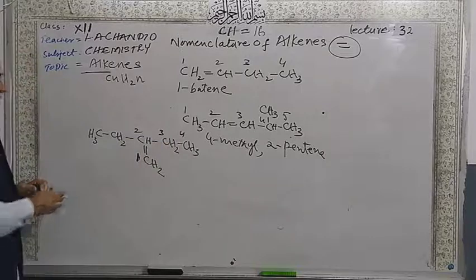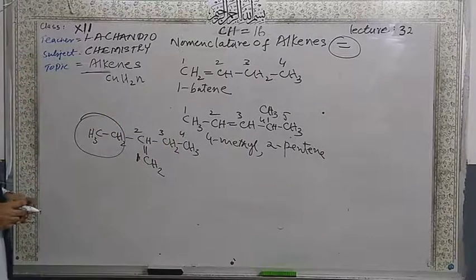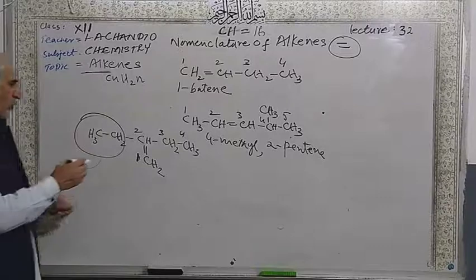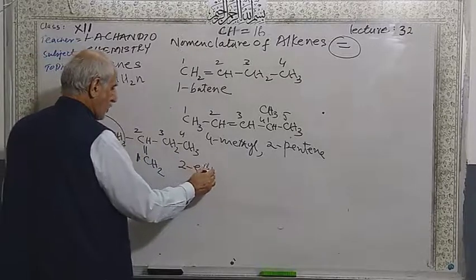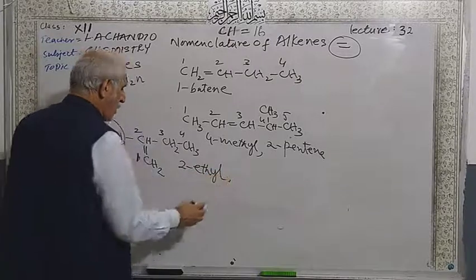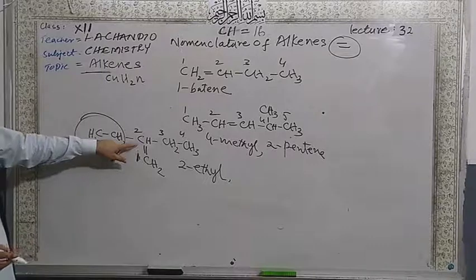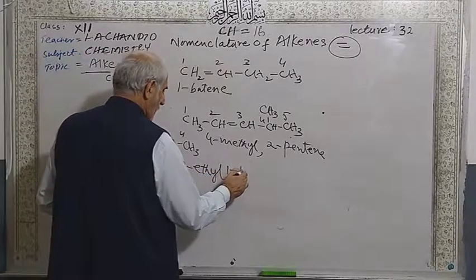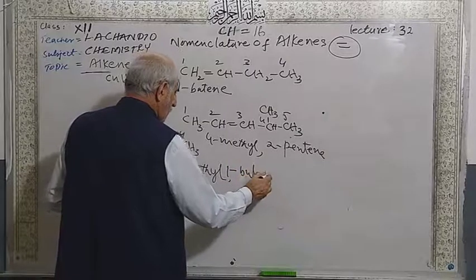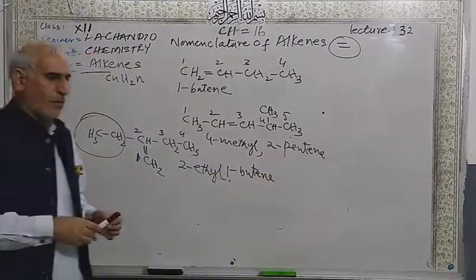This is the branch, and there are 2 carbon atoms, so we call it ethyl. 2-ethyl, and the double bond is on the first carbon, so 1-butene. This is 2-ethyl-1-butene.